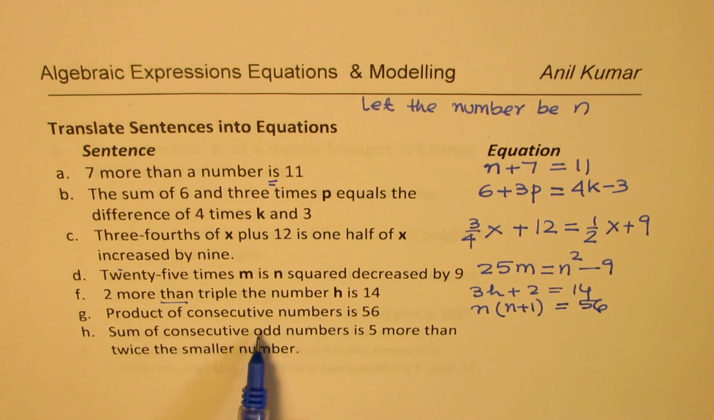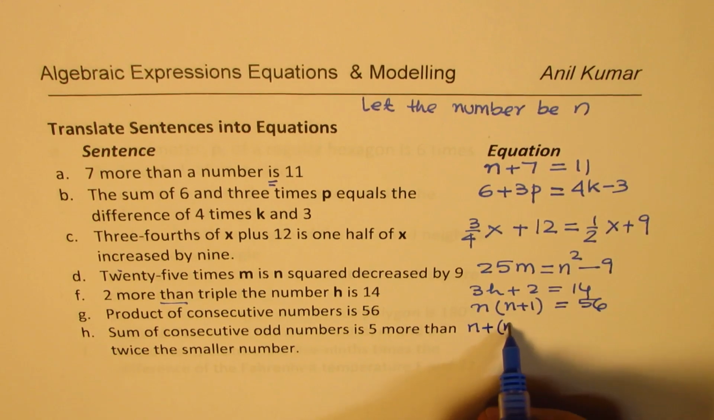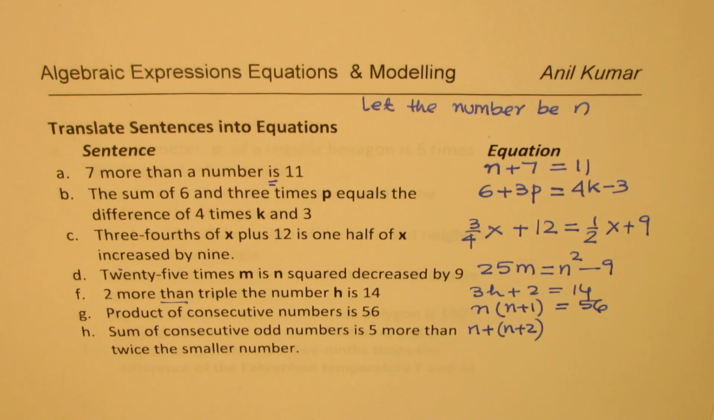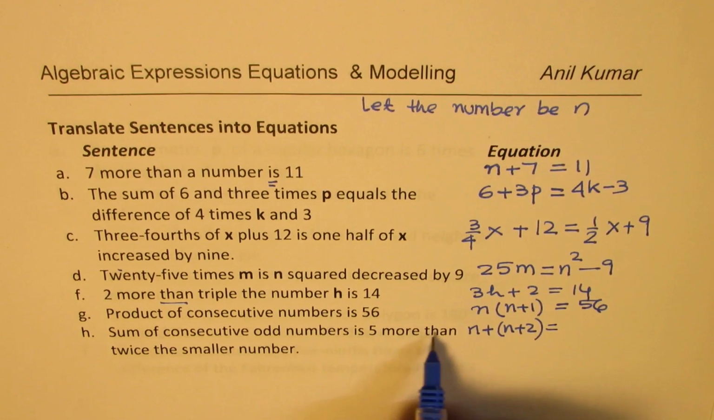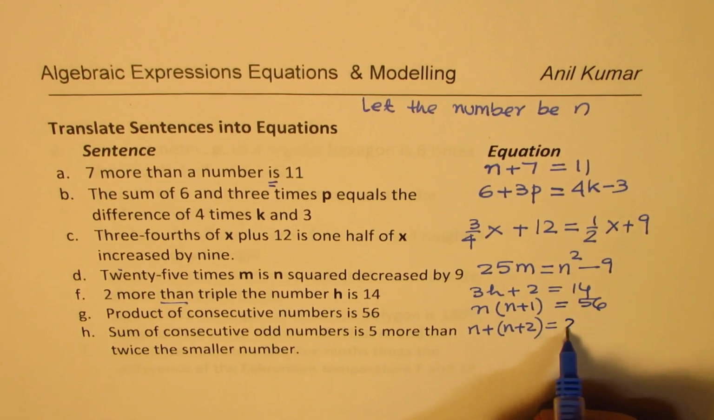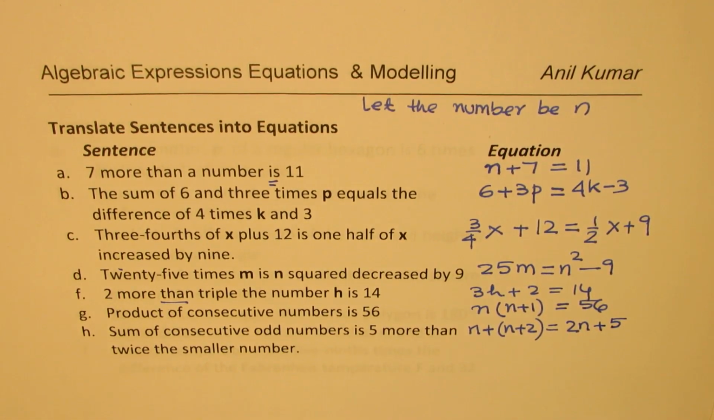Sum of consecutive odd numbers is 5 more than twice the smaller number. Well, sum of consecutive odd numbers is, so that means n plus 2. When it is odd numbers, we are skipping the even number in between, right? So that's why we wrote n plus 2 is 5 more than, so 5 will come later, 5 more than twice the smaller number. The smaller number is n for me, plus 5. Does that make sense to you? That is how we are going to write our equation for the given sentences.